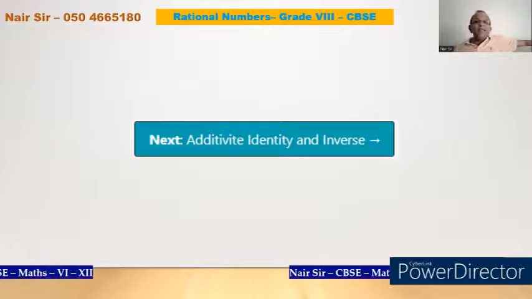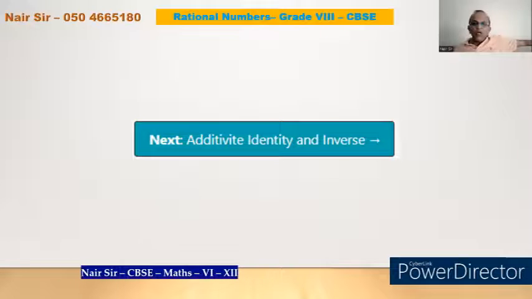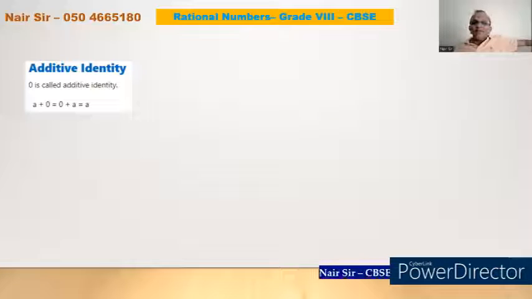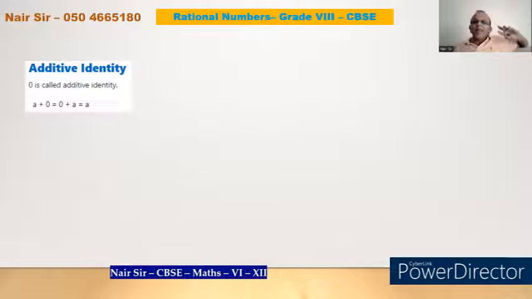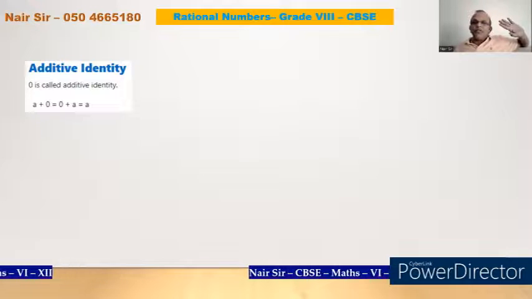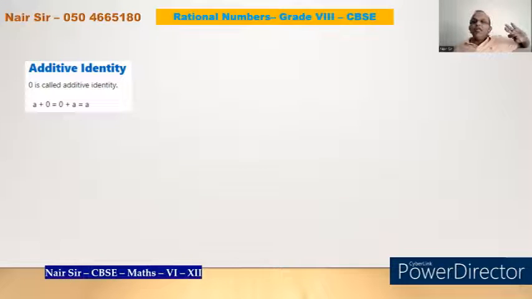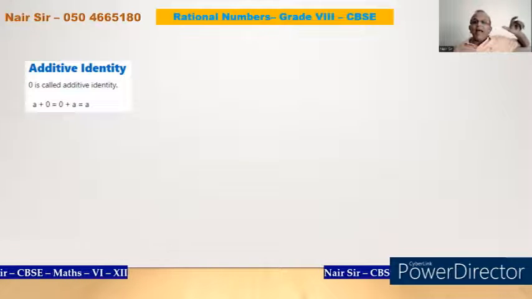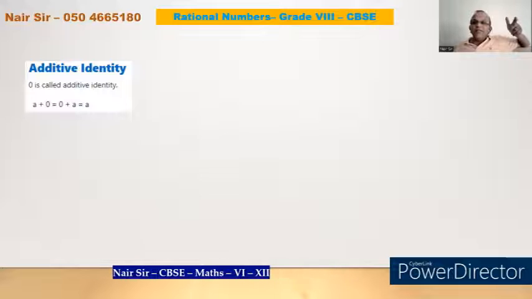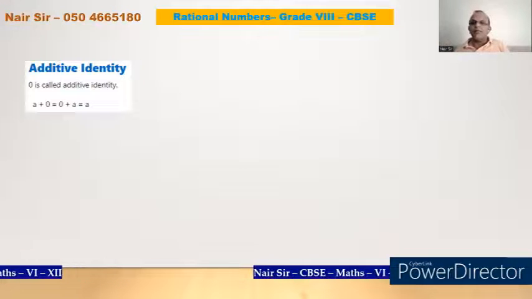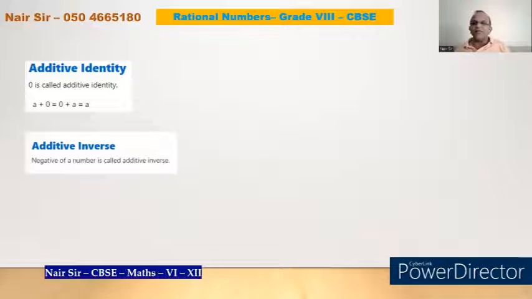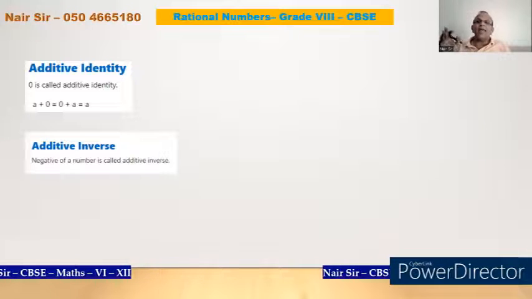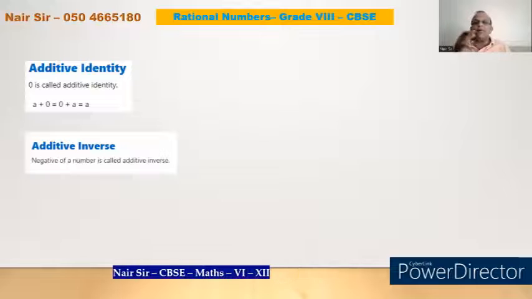Additive identity and inverse. I have spoken about this part in my previous class, not going to spend time. What number can I add to a number where the number doesn't change? It is 0. So 0 is called the additive identity. Identity means I'm not changing the number. Additive inverse: what number can I add to a number where it becomes 0?